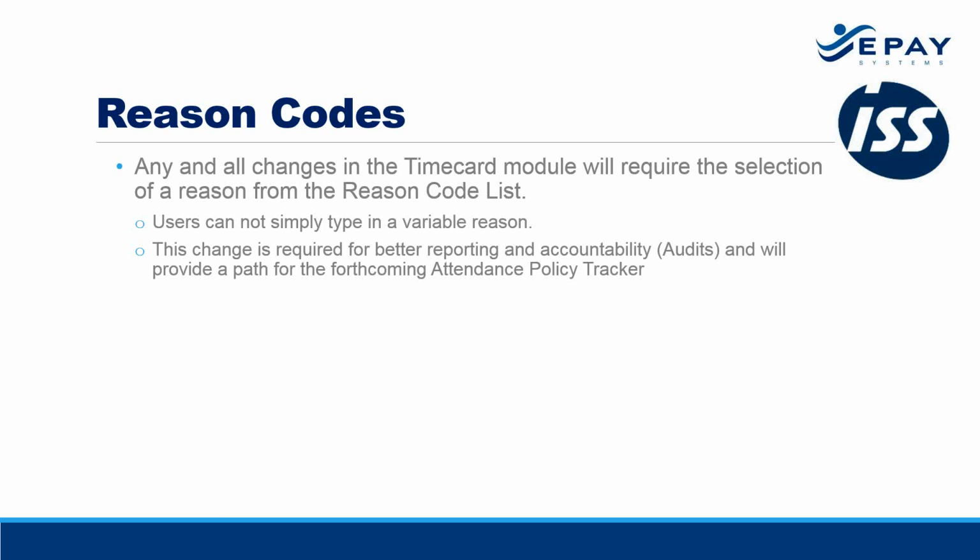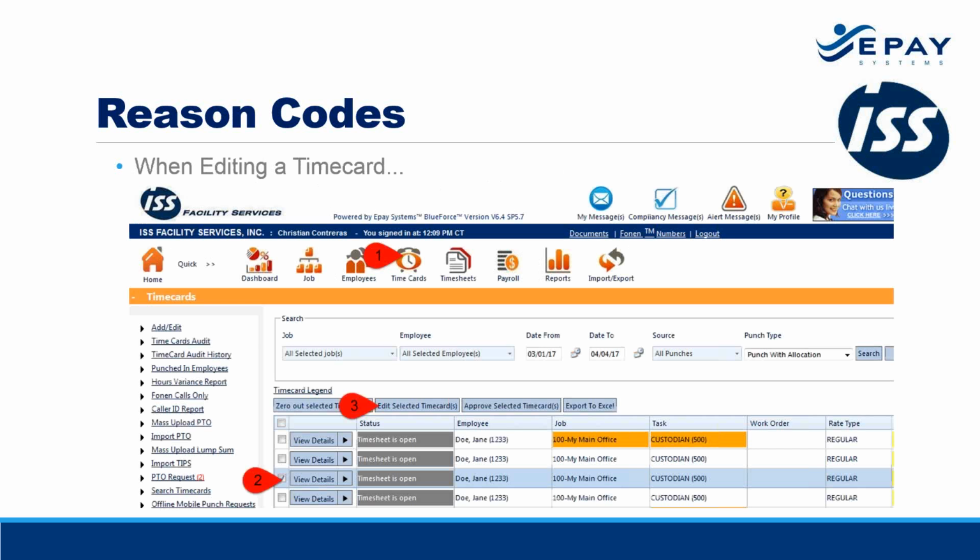Now, the reason codes are always done on the editing the time card piece. So as always, when you go to the time cards module, which is the screen I show here, you go down and select one of the actual time card lines.